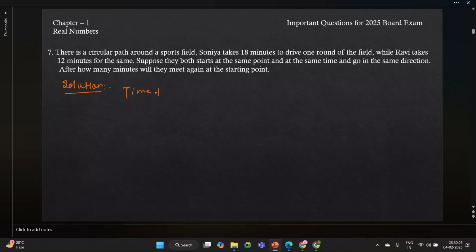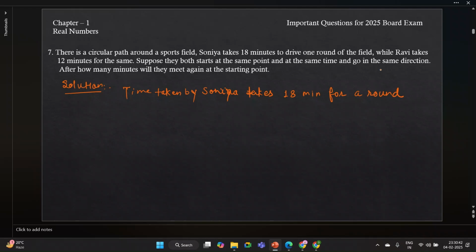I'm writing time taken by Sonia. Actually, it's not the preposition; I'm directly writing by Sonia. So Sonia's taking time. Like how many minutes? Sonia takes 18 minutes for a round. Only just write it down like that.